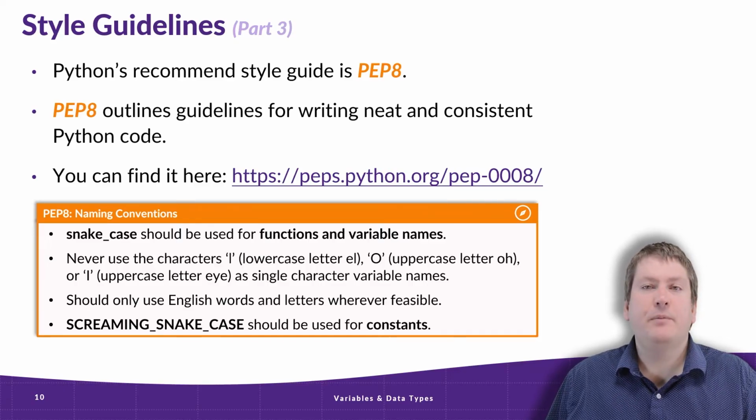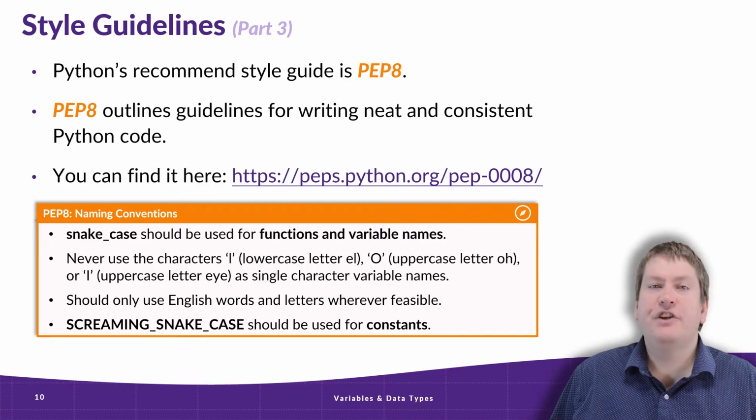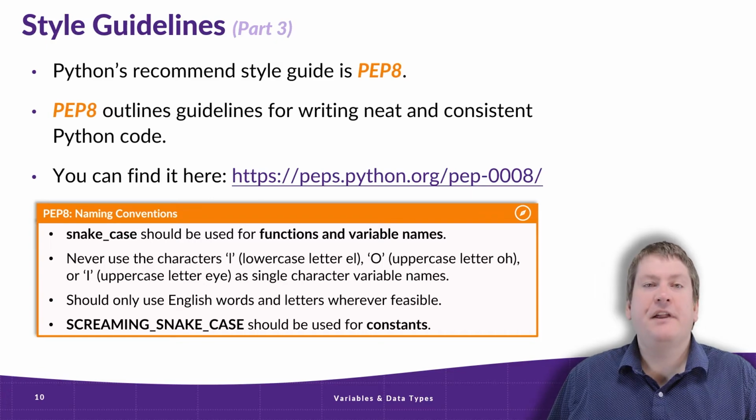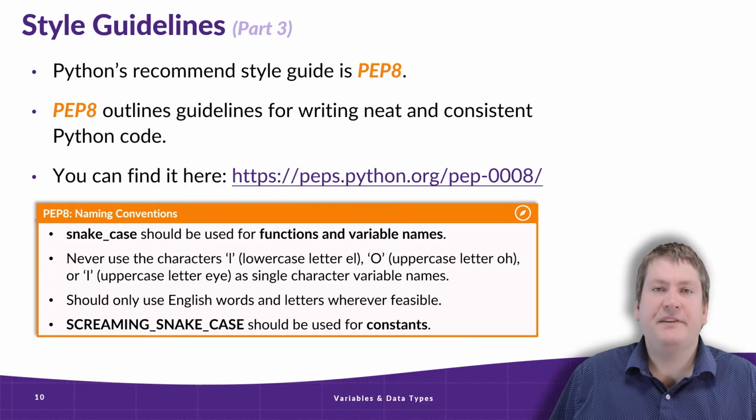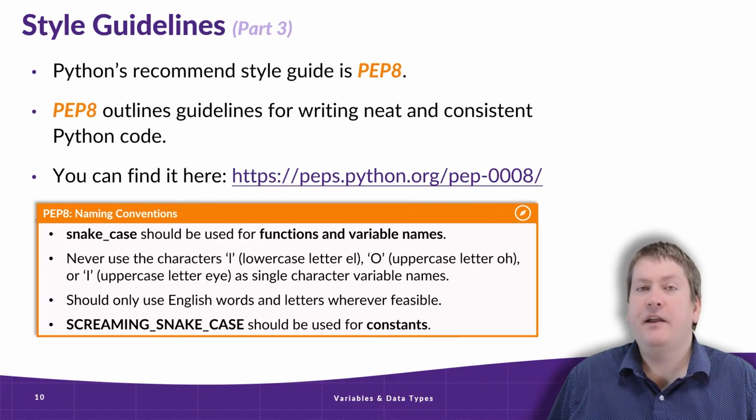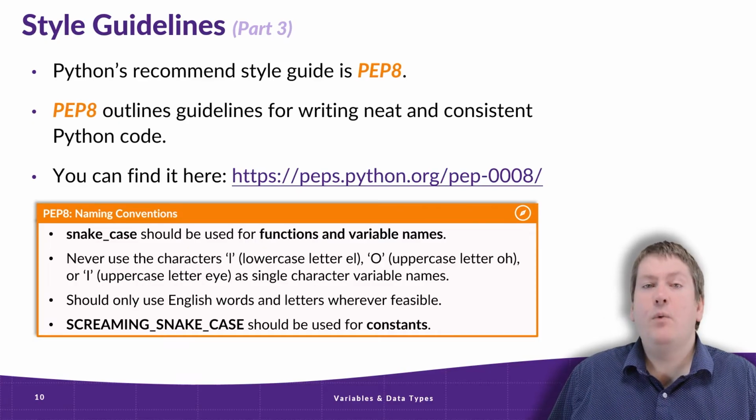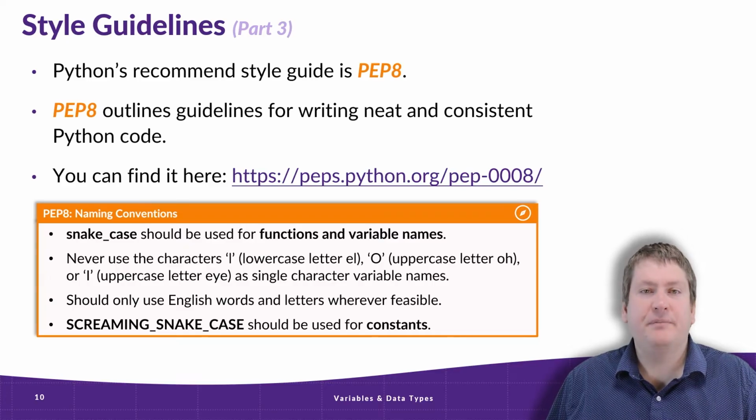Well, PEP8 states that we should use snake case for function and variable names. It also says that we should avoid using confusing characters when we are naming single character variable names. For example, we shouldn't use lowercase l, uppercase O, or uppercase I, as these tend to look the same under certain fonts. It also says that we should only use English words and characters for naming identifiers when possible, as some systems might not display English letters correctly. Lastly, constants should use screaming snake case.